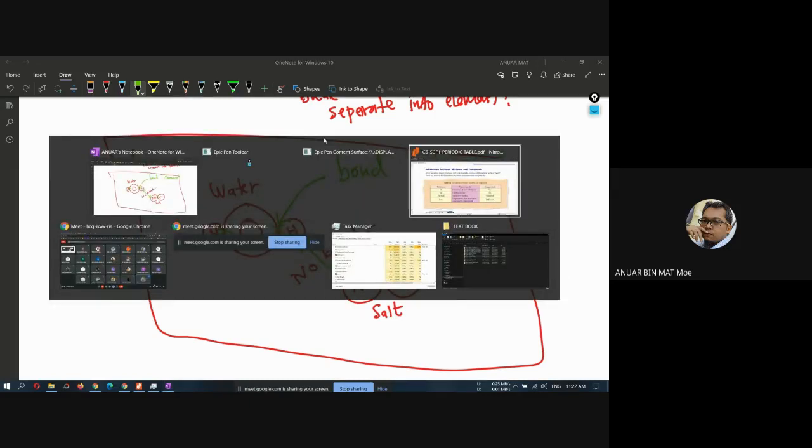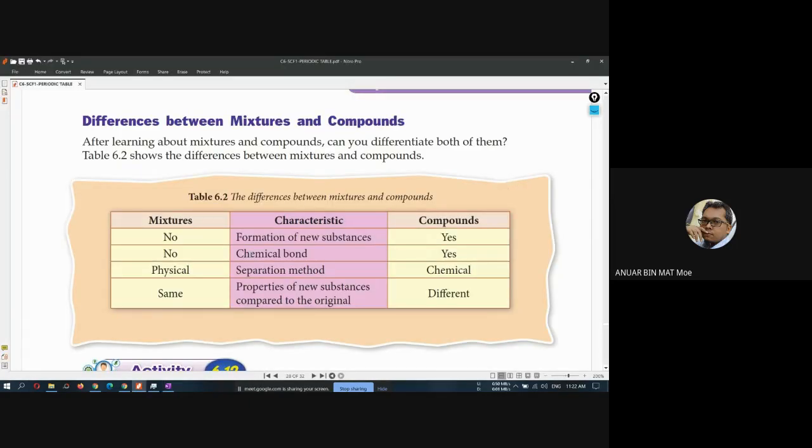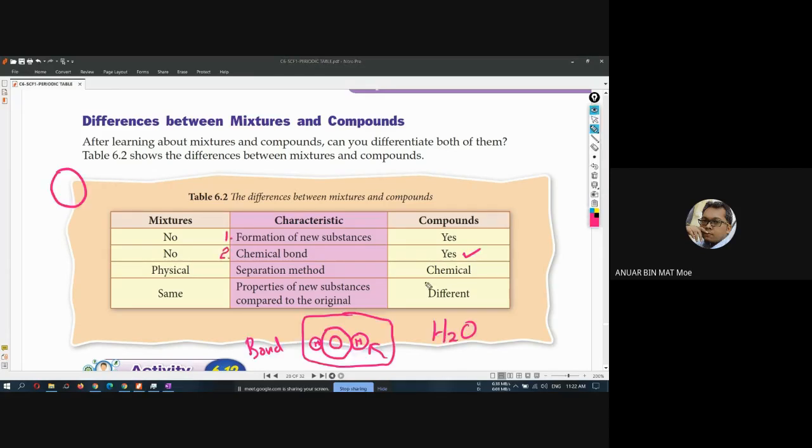So back to the textbook. Chemical bond: no for mixture, and yes for compound. Number 3, separation method: physical for mixture, and chemical for compound. Number 4, properties of the new substance compared to the original: the same substance for mixture, and for compound we have different substance. Is it okay, class?